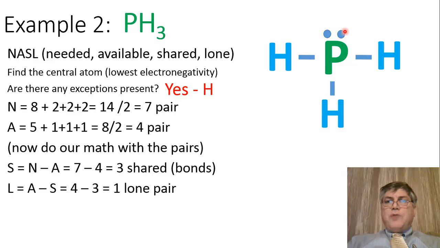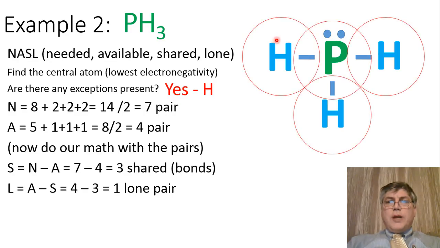Remember, if we have leftover lone pairs, they always go on the central atom after we've filled up and met the rule of 8 for the surrounding atoms. It's the rule of 2, really, for the hydrogens. Now we're going to look and see if we meet the rule of 8 for everybody. Hydrogen has its 2 in this bond. Hydrogen here has 2, and hydrogen here has 2.